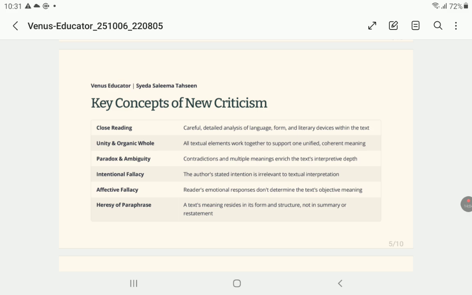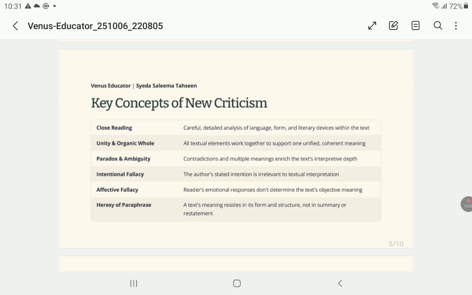So if he writes something and you see that this person comes from a poor background, that's why he will be talking about poverty. Okay, so this is something called intentional fallacy, because you are focusing on the author's intention. It's not your job to focus on the author's intention. You just need to focus on the text according to New Criticism.